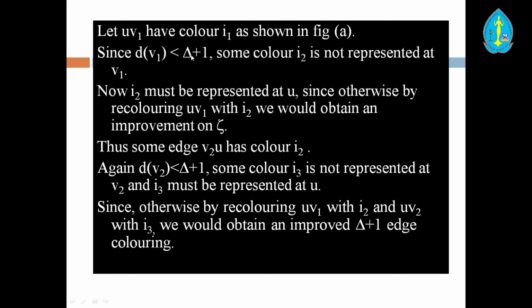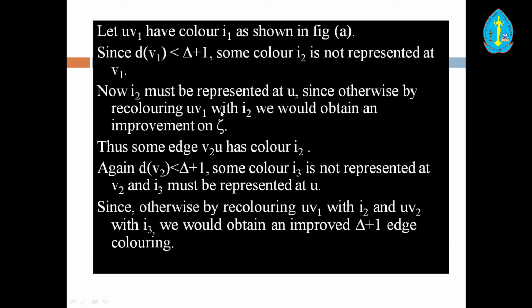since the degree of the vertex V1 is less than Δ+1, where Δ is the maximum degree of the graph, any vertex in G has degree less than Δ+1. Some color i2 is not represented at V1, that is, we used Δ+1 colors. Therefore, certainly some color is missing at V1, and that color is i2.